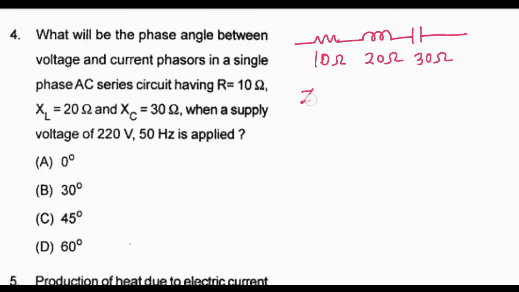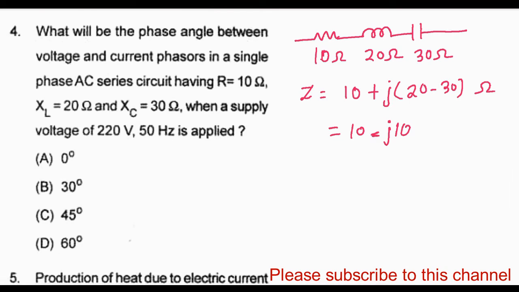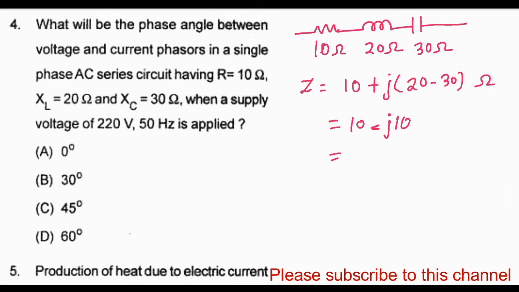What will be the impedance? Impedance Z will be R plus j into XL minus XC. This will be 20 minus 30, and the unit is ohm. So this will be 10 plus j10, no, this is 10 minus j10, this is not plus, this is minus j10, and its magnitude is 10 root 2 angle minus 45 degree.